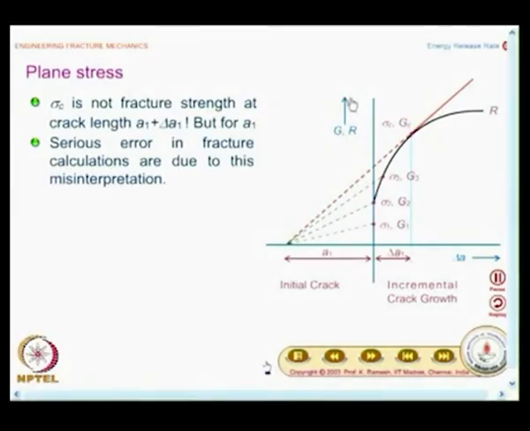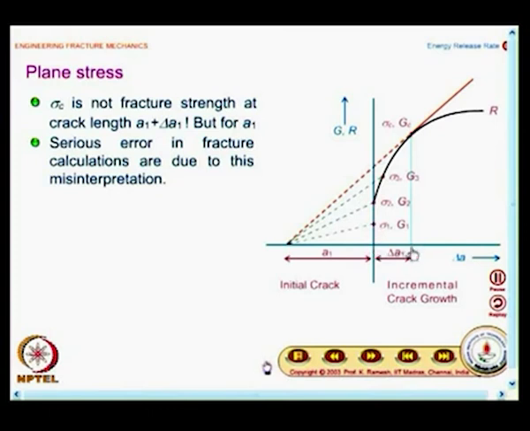So, without getting into much mathematics, we have been able to explain the phenomenon of stable fracture that is seen in thin plates. The stable fracture would be followed by unstable fracture, but you are able to explain it with the strength of the R curve concept. And we will also look at other subtle issues.